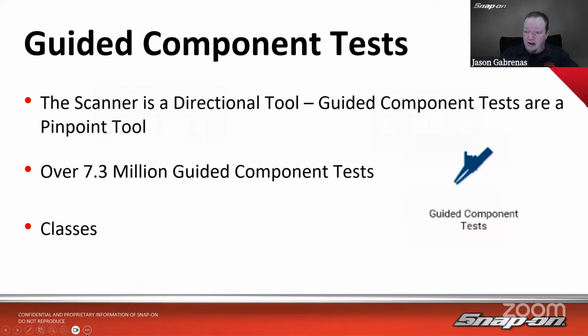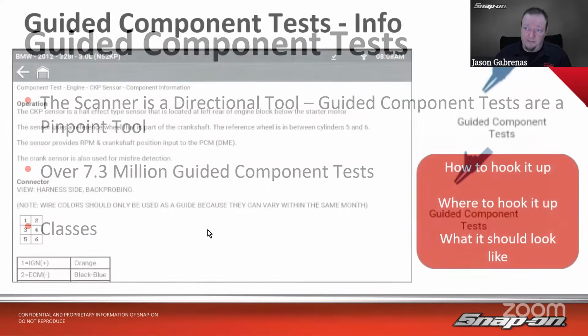So the scanner, as you may know, if you've watched any of my classes before, the scanner is a really nice compass. It's going to point you in the right direction. Guided component tests, however, are going to show us what caused the problem. That's going to help pinpoint the actual issue. In the tool, there are over 7.3 million guided component tests available, and there are also 65 different categories of class available in the tool.